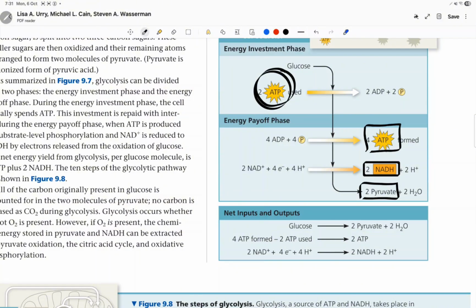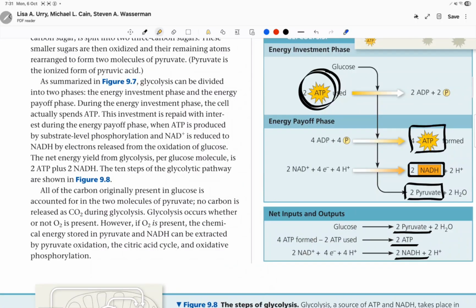So glycolysis has to be powered up by ATP first for it to do its job. Okay? So you're going to end up with 2 ATPs in net, 2 pyruvates, and also 2 NADH. This all takes place in the cytoplasm, whether there is O2 or no O2. That basically means both eukaryotes and prokaryotes can do this process, whether there is O2 or no O2.